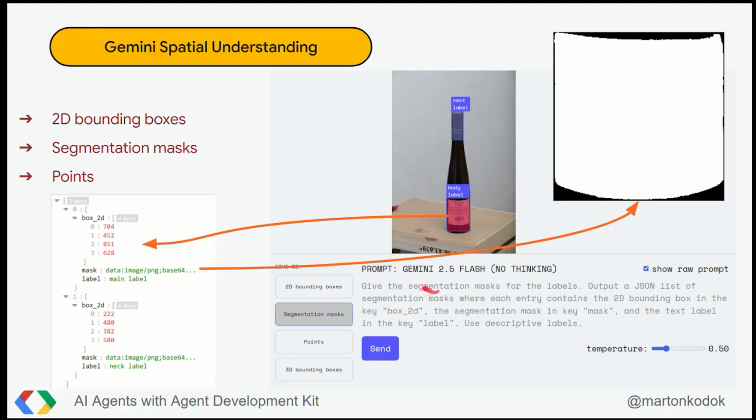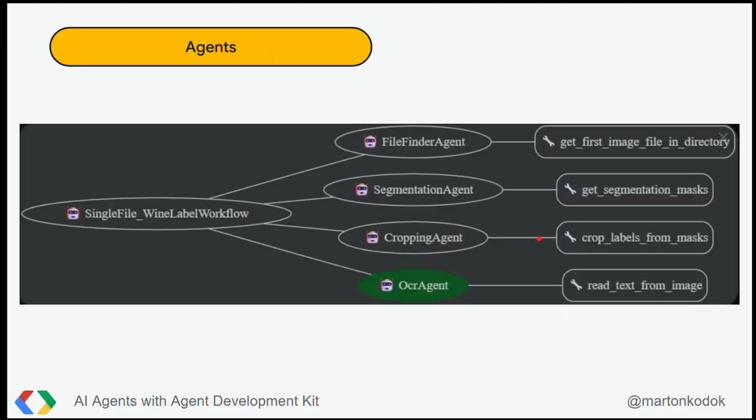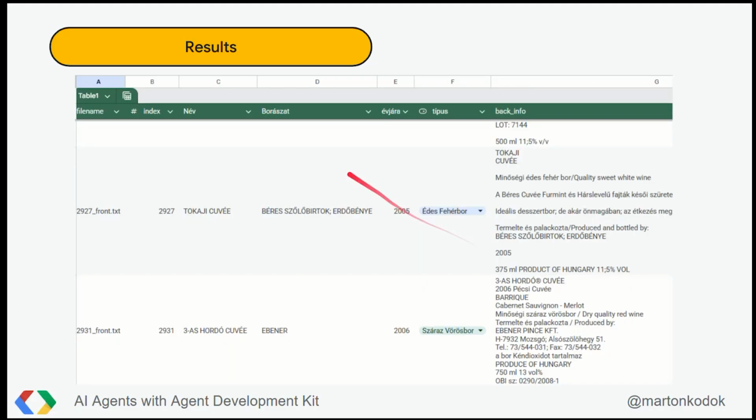And this was a prompt, and I put this into an agent itself: you are an expert in text extraction from images, and I added what to extract. This is my file finder agent, which locates the file from the disk; a segmentation agent that gets the segmentation mask; a cropping agent that runs the crops from the professional photo; and then the OCR agent to read the text from the image. I was able to produce a database based on the photos and all the extracted data from the labels, and it was able to build a gallery in it.